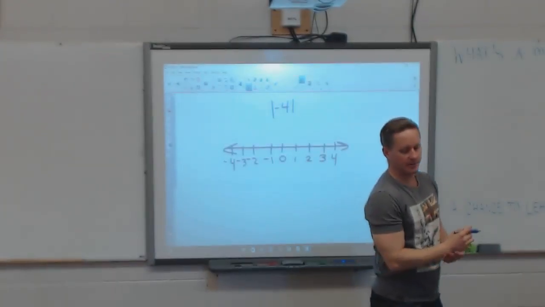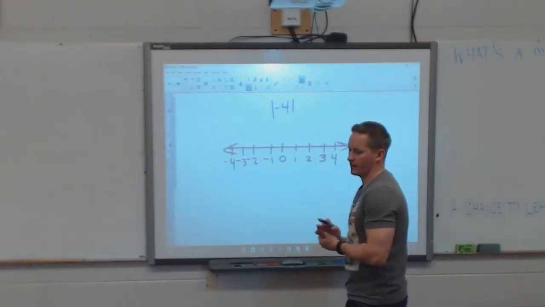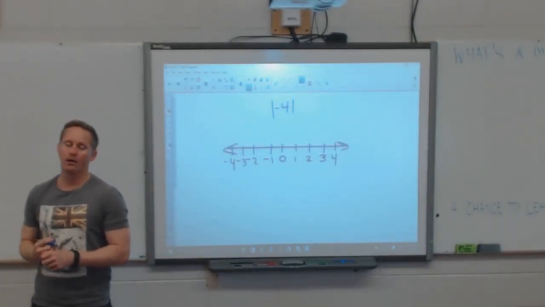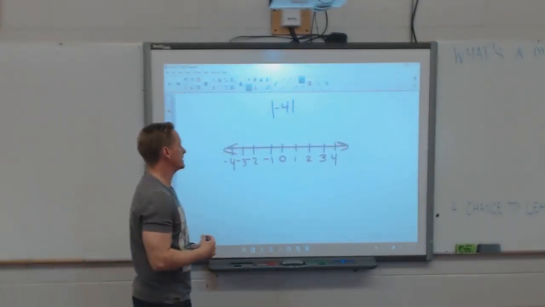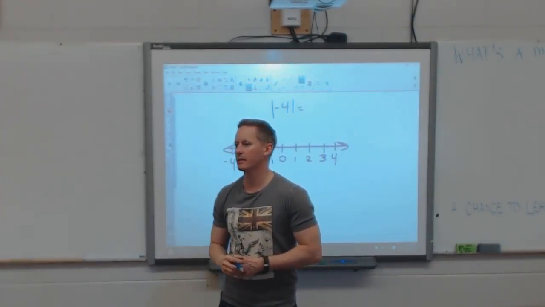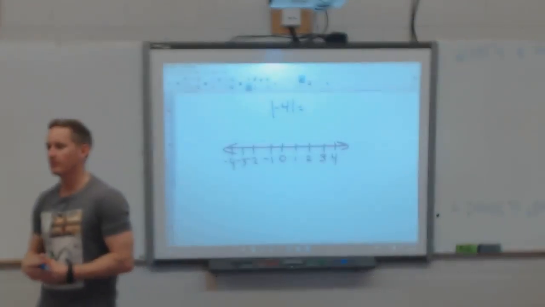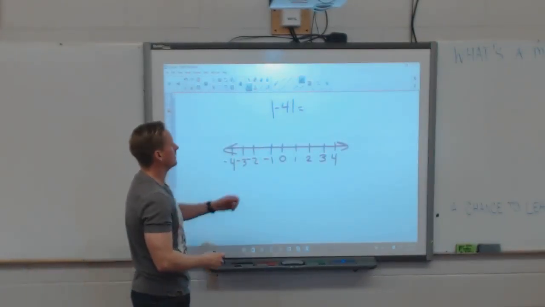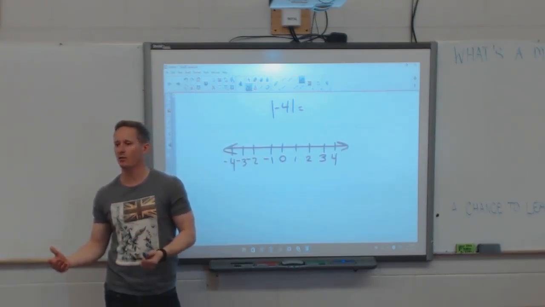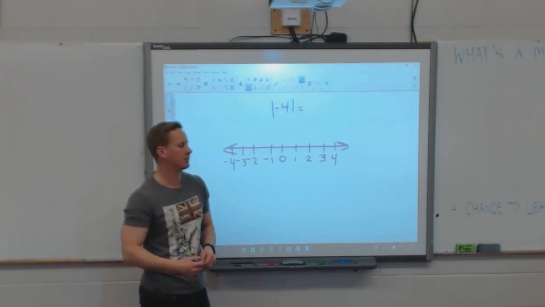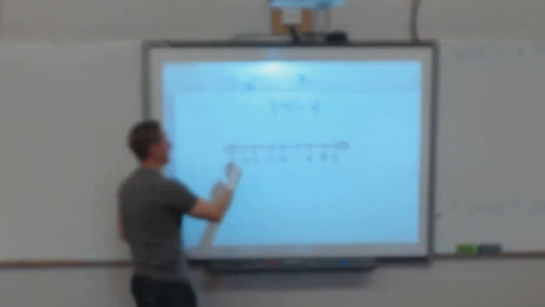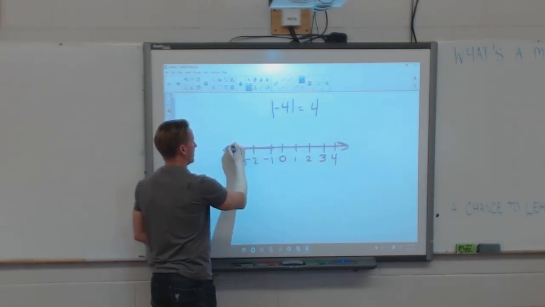The straight line symbols on the outside of the numerical value or the expression means absolute value. And all that it wants you to do is the absolute value of anything is the positive distance it is from 0. Okay? So for example, the absolute value of -4 is the positive distance that -4 is from 0. So how far is 4 from 0? -4 from 0 is 4. So then that's this distance right here.